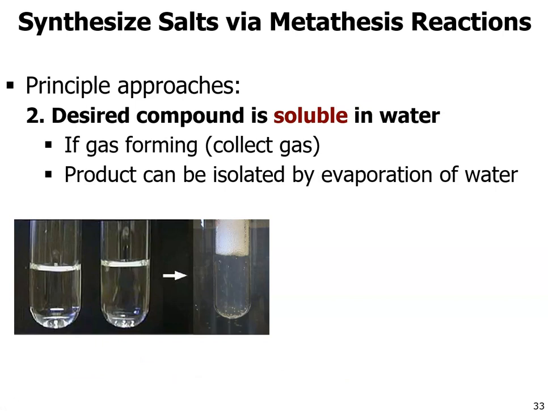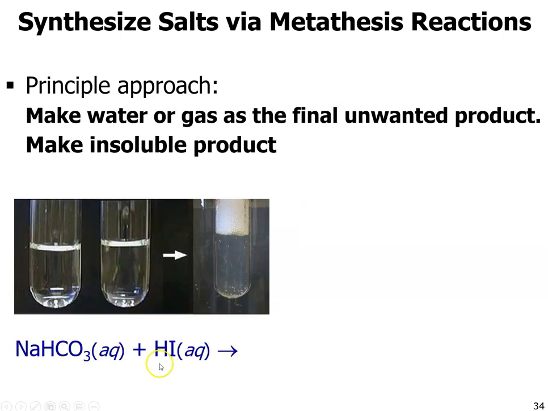Another example is looking at a desired compound soluble in water. If it's a gas, we can collect the gas and isolate that out, and then afterwards we could evaporate the water and just get the salt out. An example might be sodium hydrogen carbonate, or baking soda, plus hydrogen iodide. That mixture is going to create sodium iodide, and then we're going to create that H2CO3, which remember falls apart into water and carbon dioxide. So we'll be left just with that sodium iodide.